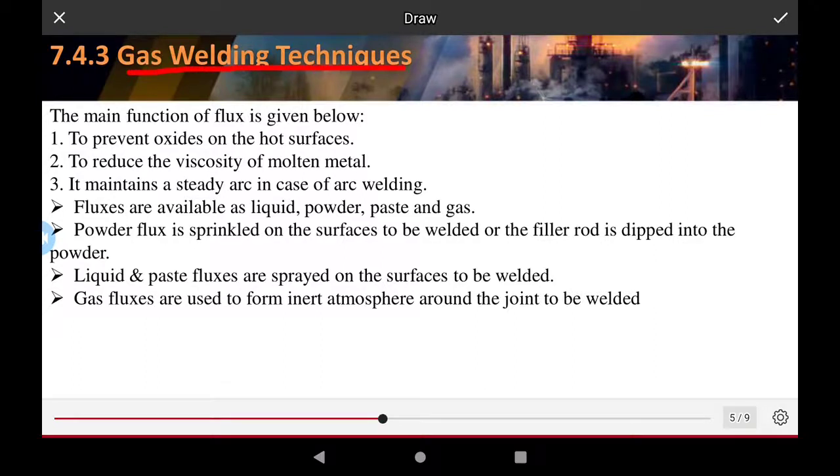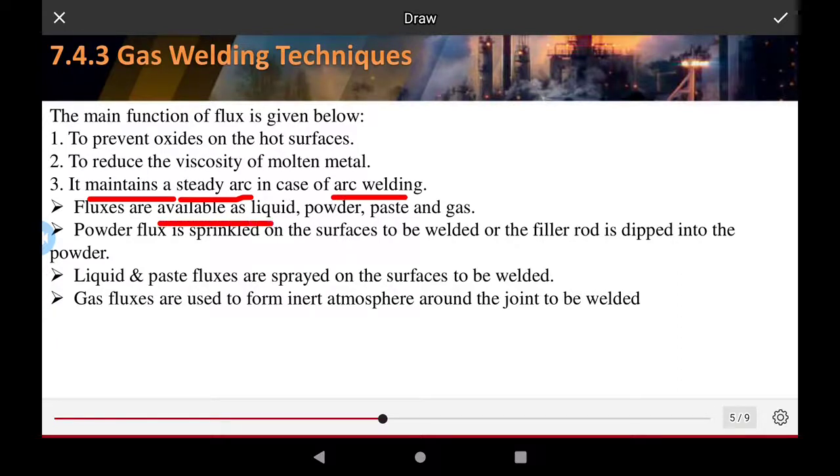The main functions of flux are given below. It prevents oxide formation on the hot surface, reduces the viscosity of the molten metal, and maintains a steady arc in the case of arc welding.